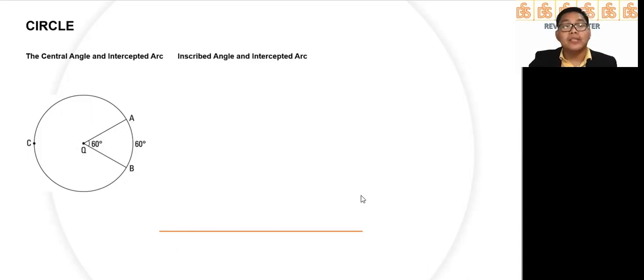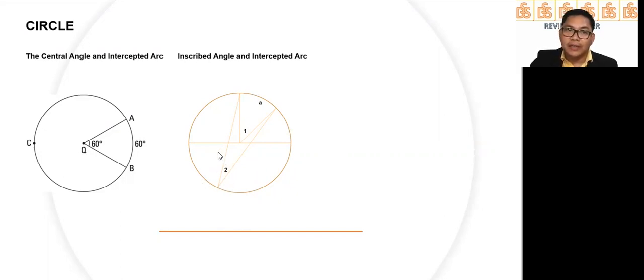We also learned about the inscribed angle and intercepted arc. Given this scenario, to get the measurement of angle 2, all you have to do is take the measurement of arc A divided by 2, and you will get angle 2. However, if angle 2 is given and you are to look for arc A, then all you have to do is multiply it by 2. If this is 30, then multiplying by 2, arc A is 60 degrees.